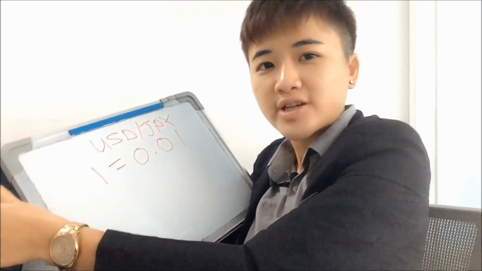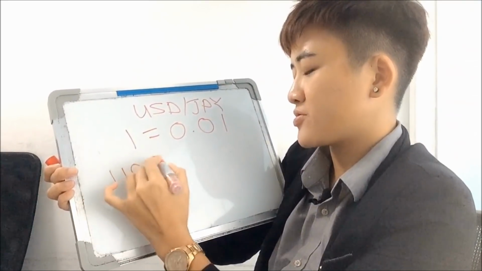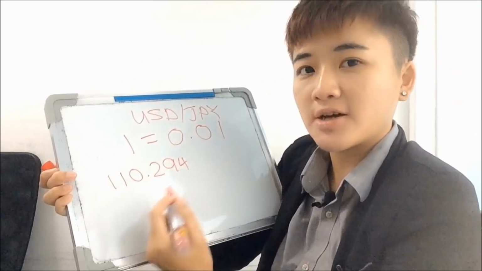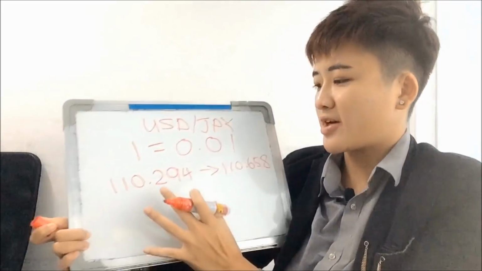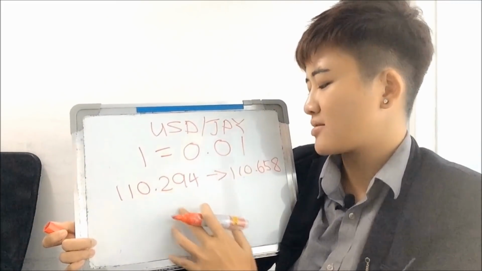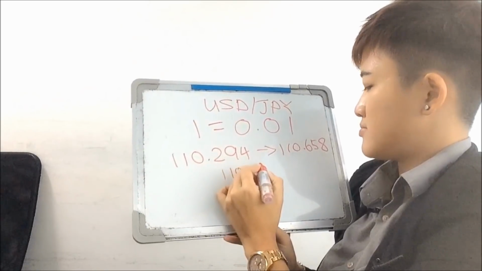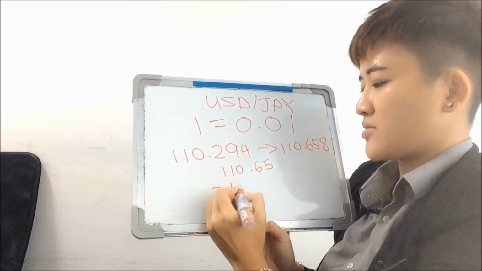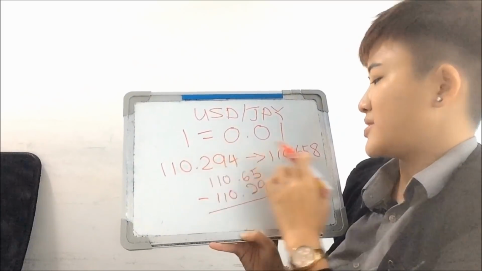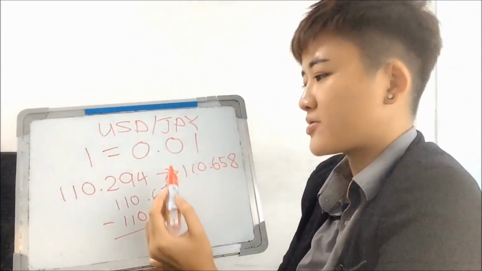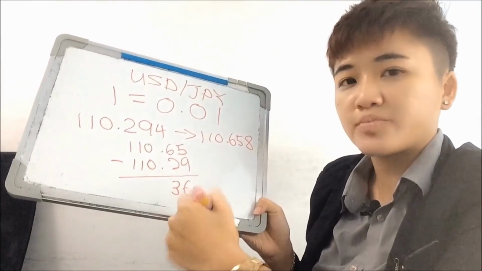To give you an example, how do you calculate the amount of pips? Let's take, for example, today the price of dollar yen. Earlier in the morning it was at about 110.294, and right now it is about 110.658. If you calculate how many pips it moved from this morning until now, based on 2 decimal places, 110.65 minus 110.29. You realize that I ignore the last number because most MT4 platforms give you an additional number. So when you calculate this, you will get 36 pips movement.